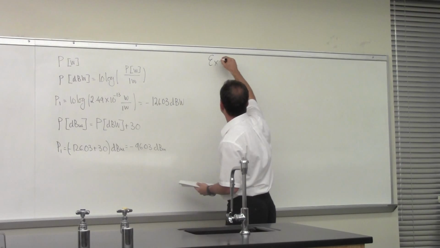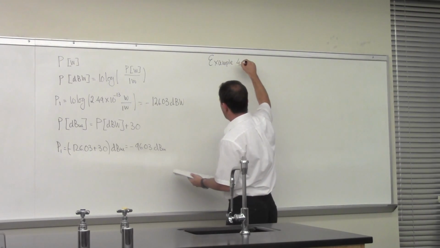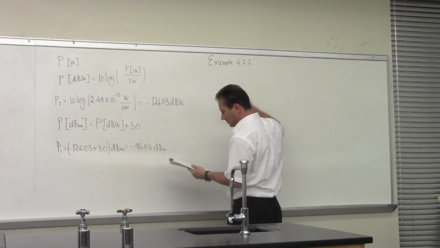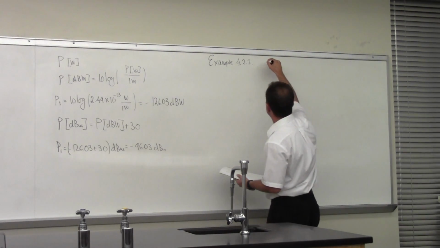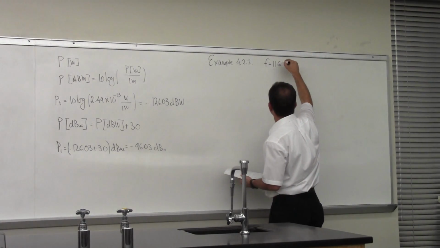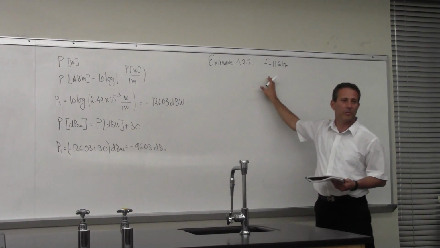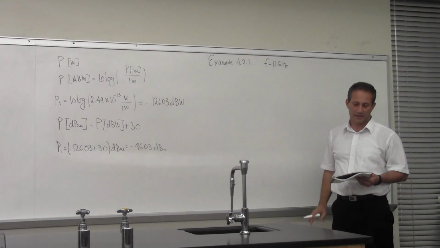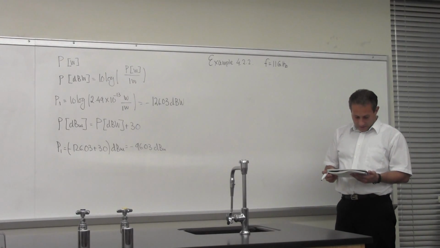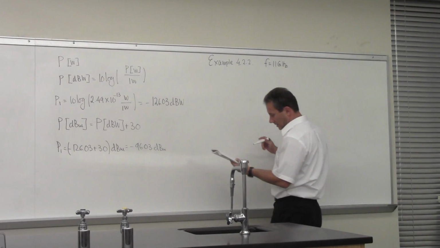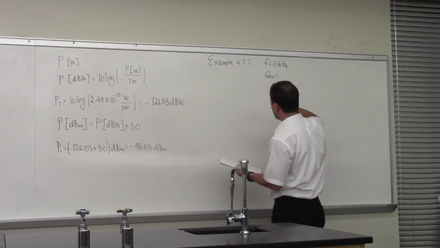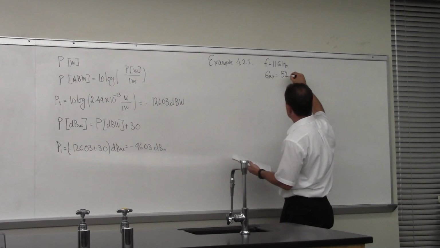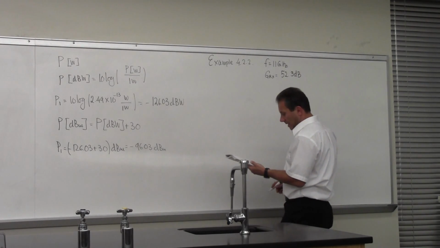So this is example 4.32. It says the satellite in the first example operates at a frequency of 11 gigahertz. So this is what band? K band. Right? This is a K band satellite downlink. The receive antenna gain, G_RX, is given as 52.3 dB, and we need to find the received power.